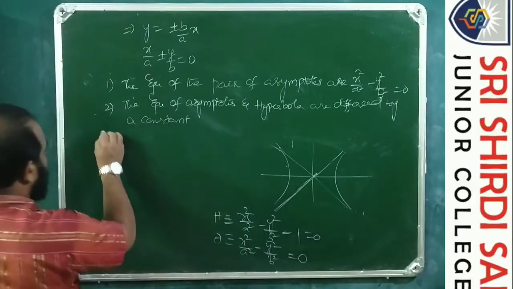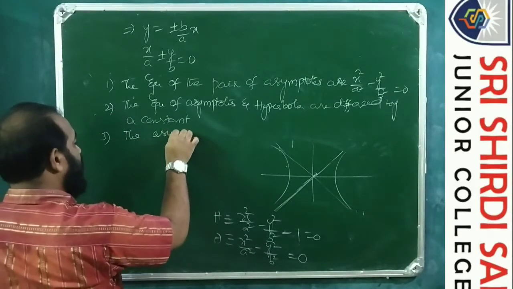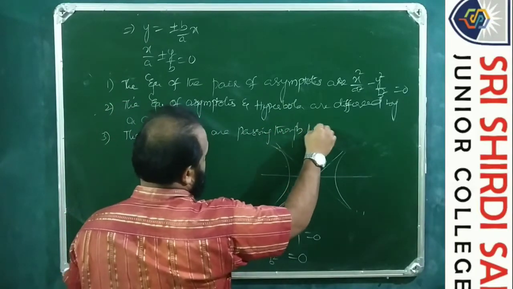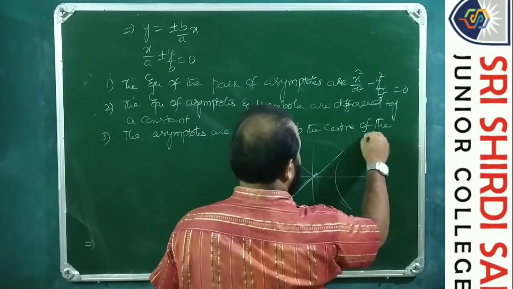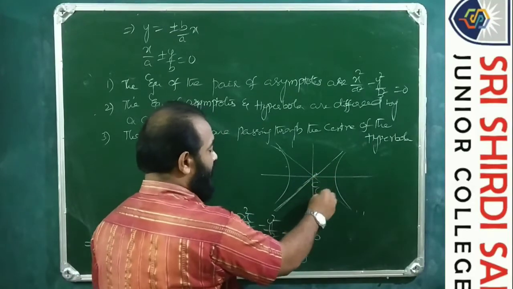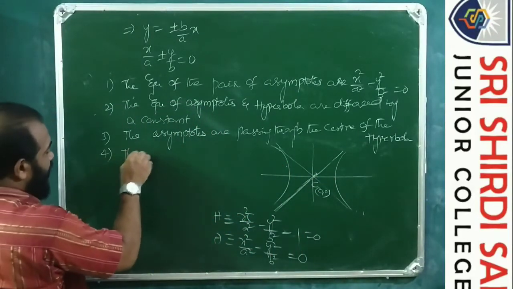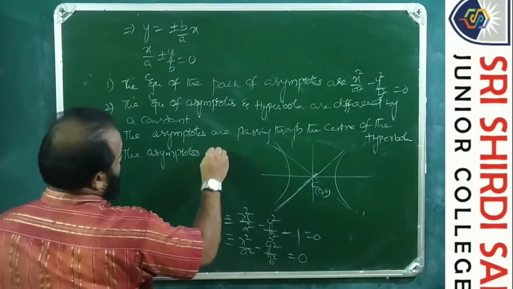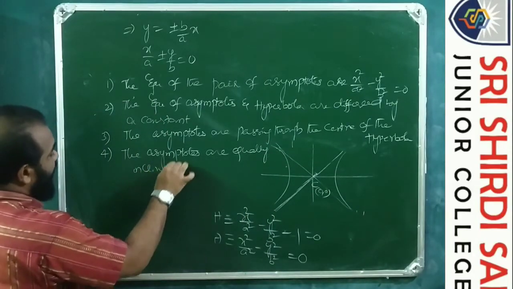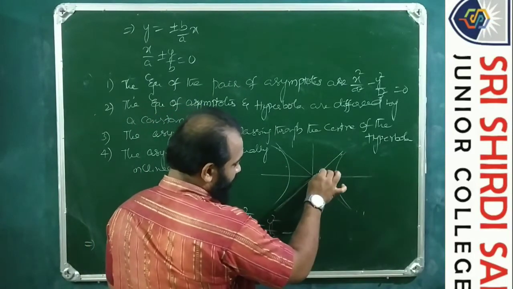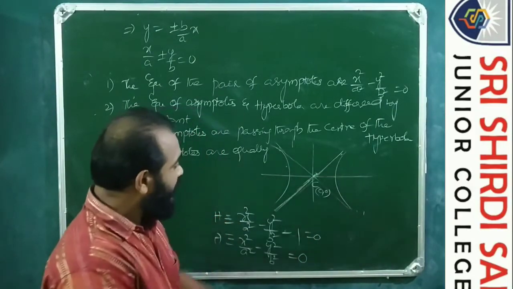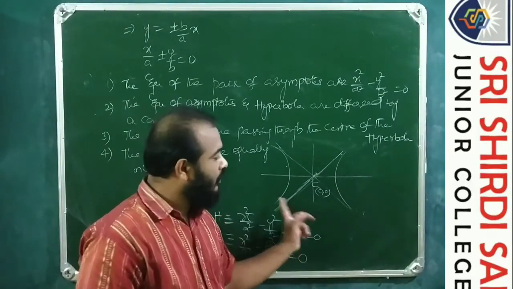That's it. And the third one, the asymptotes are passing through the center of the hyperbola. These asymptotes are passing through the center of this hyperbola, see, origin 0, 0. And the asymptotes are equally inclined. So that means this line and this line are making equal angles with the coordinate axis. So this line makes an angle of 45 degrees and this line makes an angle of minus 45 degrees or 135 degrees with the coordinate axis.